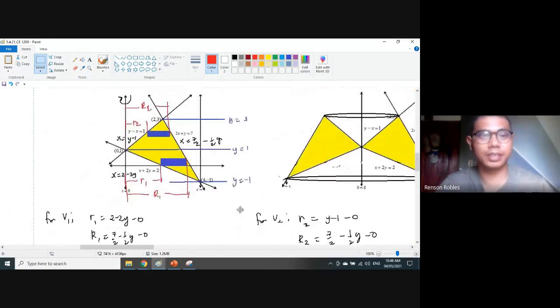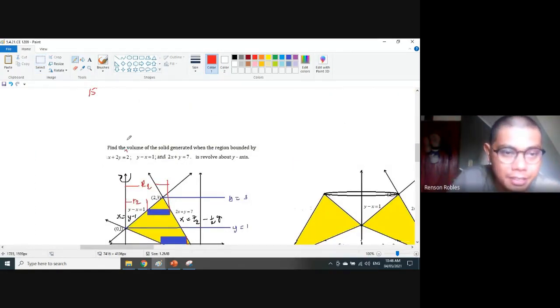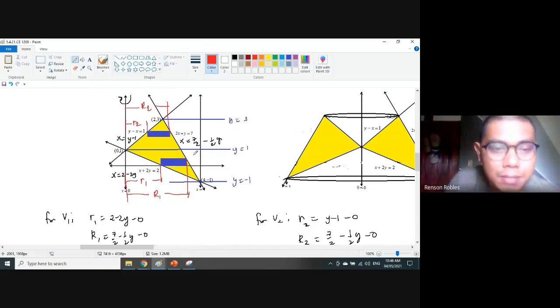Okay, here's the problem. Find the volume this time. We'll modify it: find the centroid of the volume of the solid generated when the region bounded by x + 2y = 2, y - x = 1, and 2x + y = 7 is revolved about the y-axis. The region can be divided into two or more sub-regions. This is the first, second region to be revolved over the line x = 0.